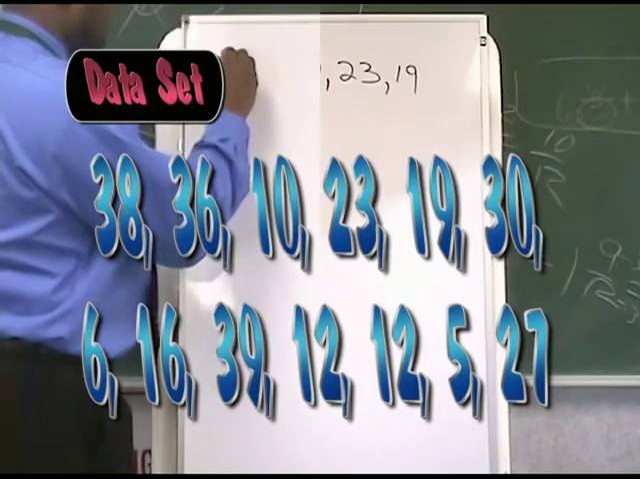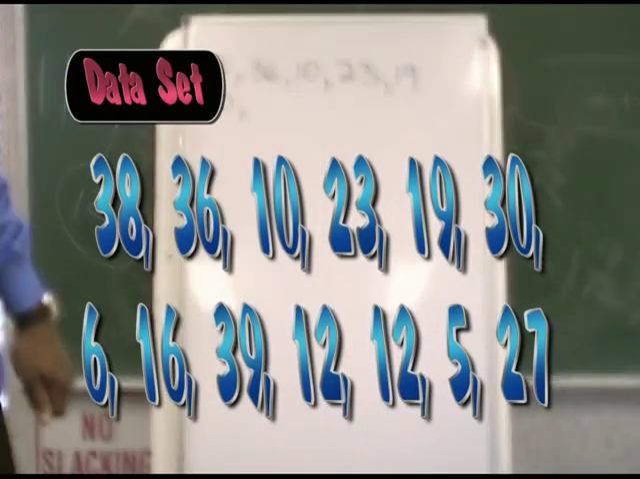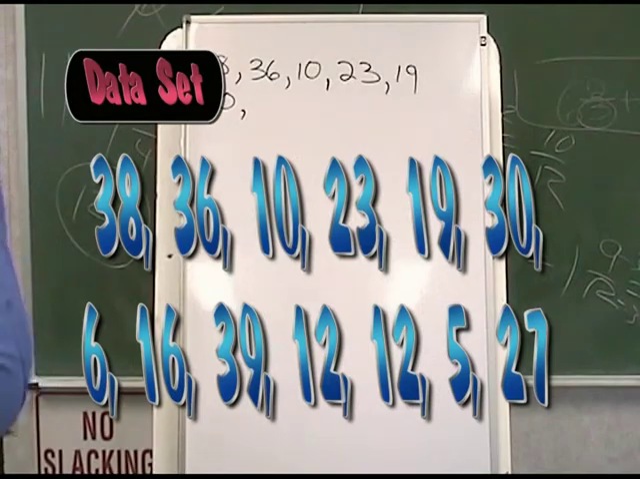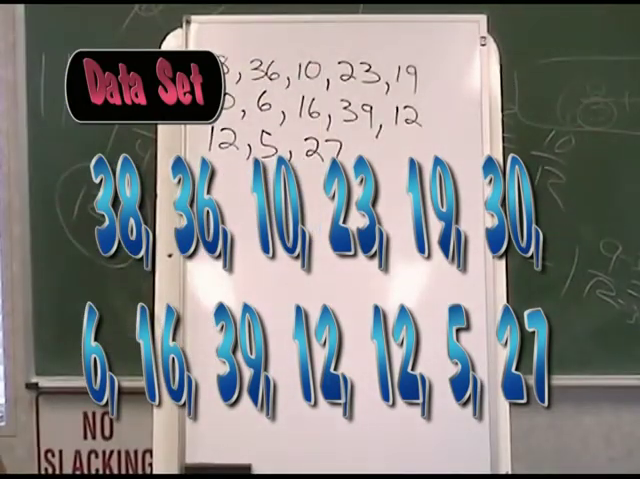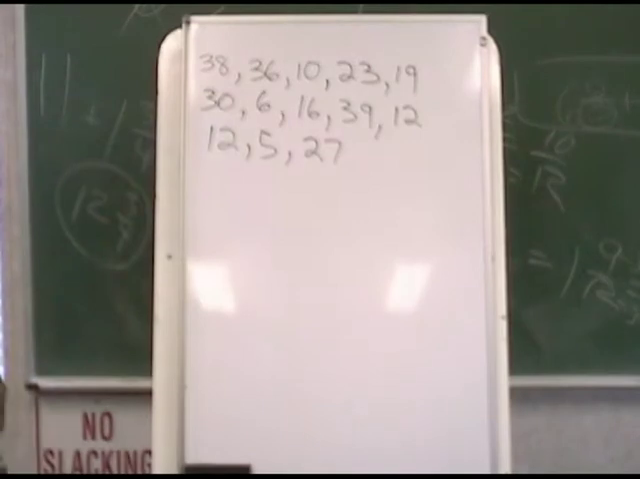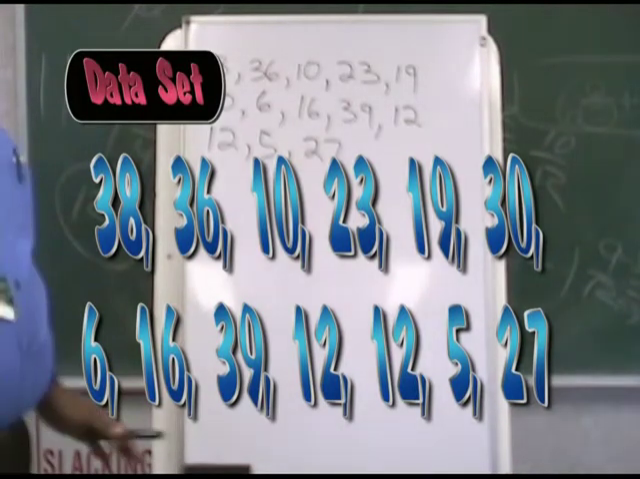38, 6, 16, 39. Now let me count my data. 1, 2, 3, 4, 5, 6, 7, 8, 9, 10, 11, 12, 13 numbers. 39, 12, 12, 5, 27. Okay, all the data checks out.